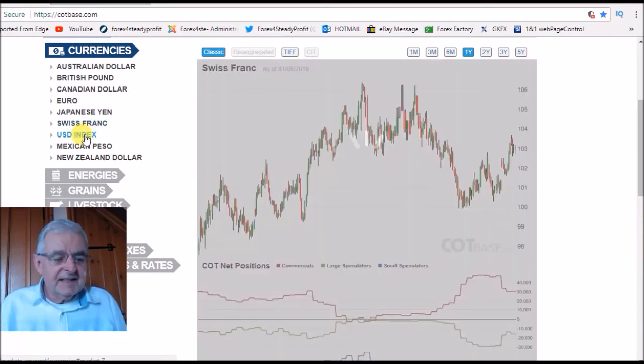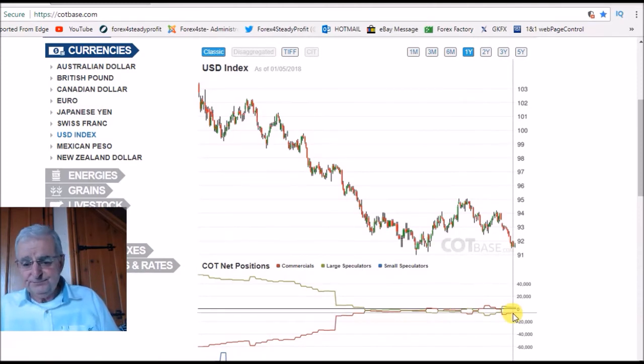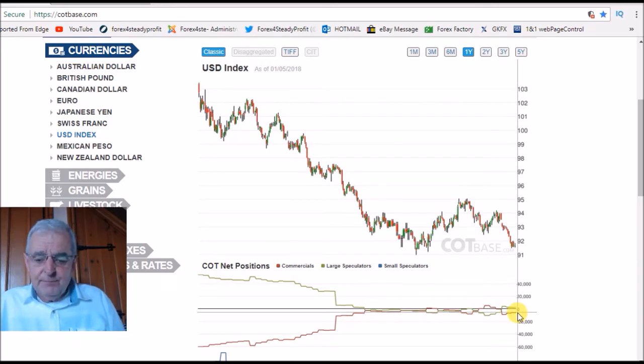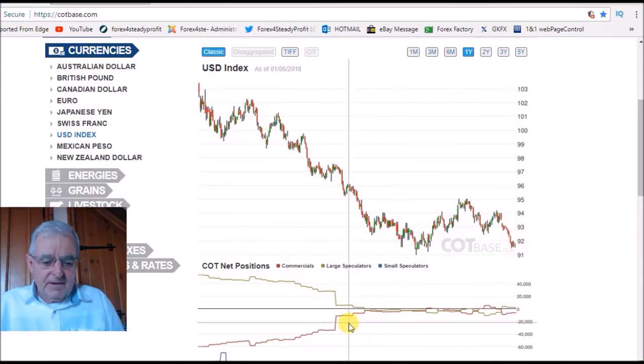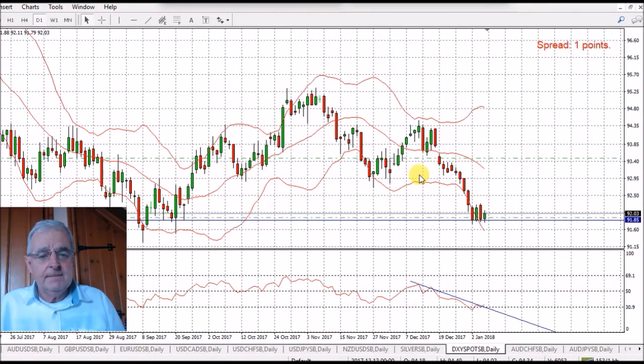Quick look at the USD index. We haven't really moved all that much. We're still taking a fairly bullish look at the US dollar. I do have the US dollar on spot DXY. We just got one trade at profit at the bottom there, and it does seem to be finding a little bit of support at the moment. We'll see where that goes next week. That's a daily chart.